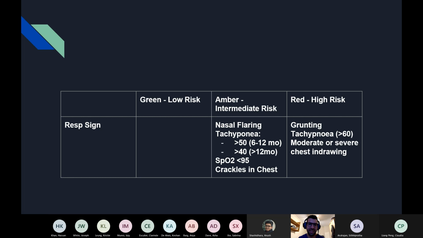Sats less than 95 is an amber, and crackles in the chest. Basically, anything which is showing that this patient could have an infection or has lower oxygen sats. The high risk is when they're really struggling to breathe, when they're really having to use all their muscles to open up their airways, with subcostal and intercostal recession, grunting, and very high respiratory rate.